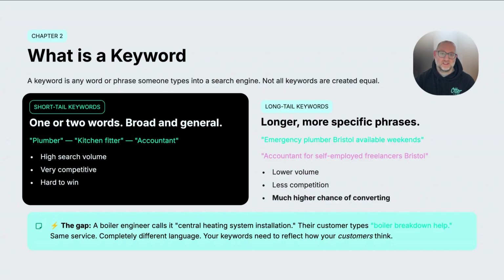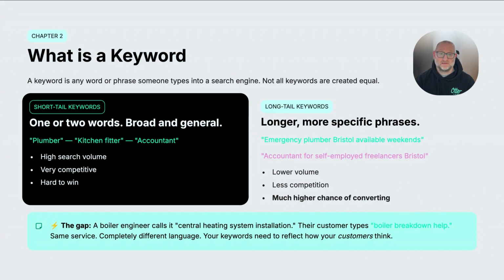You'll sometimes hear the terms short tail and long tail keywords. Short tail means broad, a general term. So plumber, kitchen fitter, accountant. High search volume, very competitive, and often not very specific.